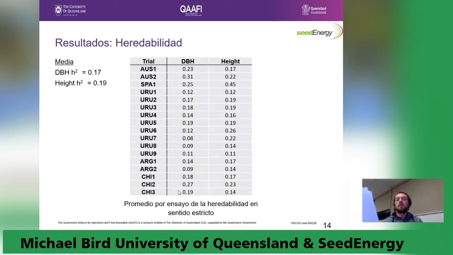So I found that the average individual narrow sense heritability was low to moderate across all trials for both growth traits, with DBH ranging from 0.08 to 0.31 and averaging 0.17, and height ranging from 0.11 to 0.45 and averaging 0.19. These values are consistent with estimates across other eucalyptus species for both traits, and also we did not see any significant difference across ages for heritability.